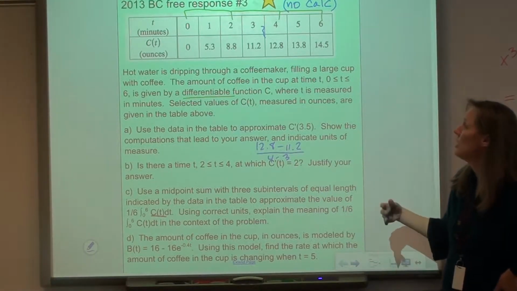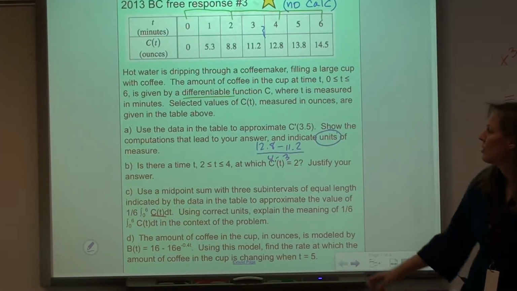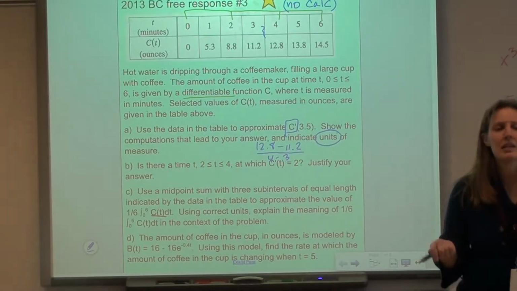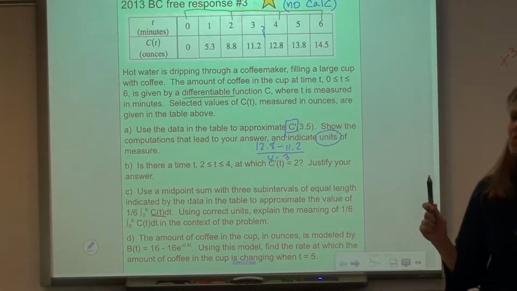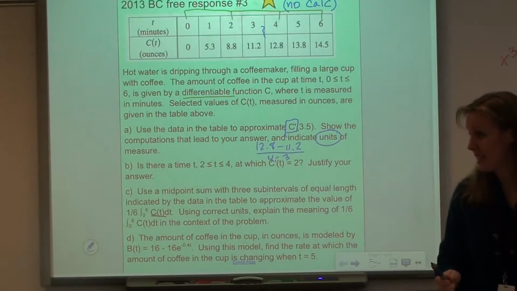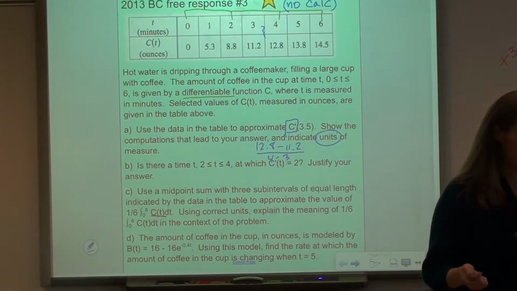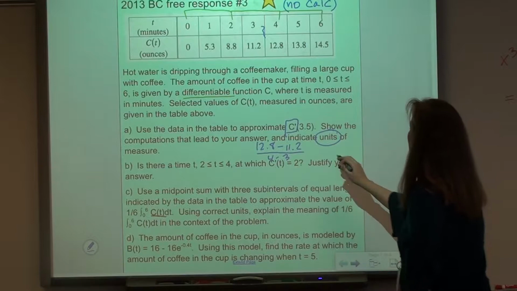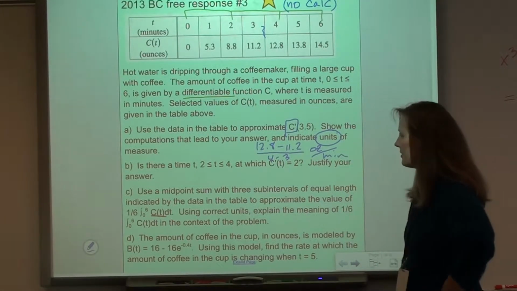All right. We need units, right? It says include units. So these are the units for C prime. C is in ounces. Think of C prime not as C prime. Think of it as dC dt. So it's the units of C over the units of T. What would the units be? Ounces per minute. Ounces per minute.